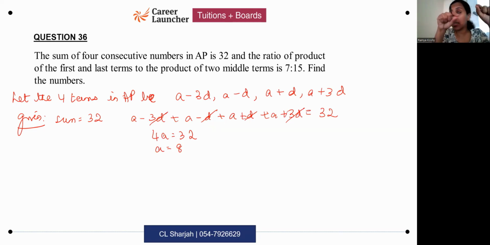And remember, in this particular form, A is not the first term. What is our first term in this AP? A minus 3D. A is not the first term because we have changed the form of the AP to suit us, to suit our calculation requirement.